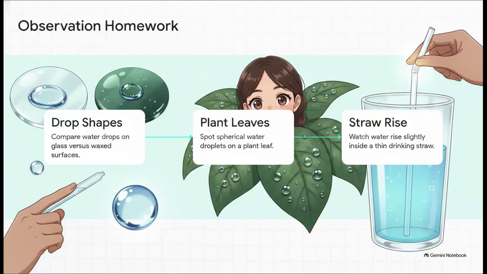All right, before we wrap up, I have a little observation homework for you to take this masterclass out into the real world. First, try putting a drop of water on a clean glass plate, and then another on a wax surface, and compare the contact angles for yourself. Second, next time you're near a garden after it rains, spot how surface tension forces those water droplets into tight spheres on the plant leaves to minimize their surface area. And finally, put a very thin drinking straw into a glass of water and watch how the liquid level inside the straw rises just slightly higher than the liquid in the rest of the glass.